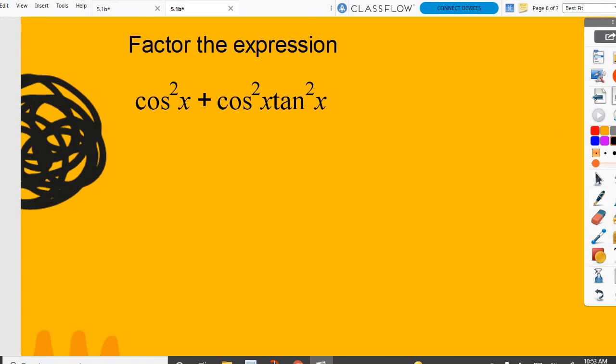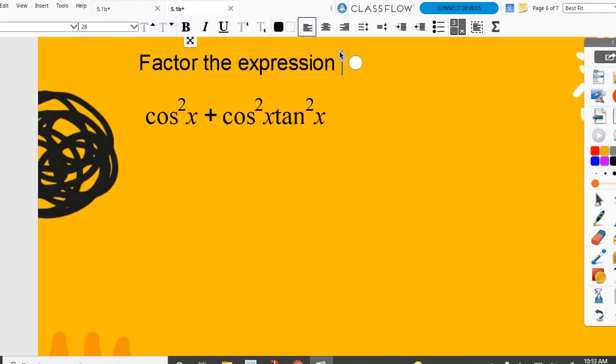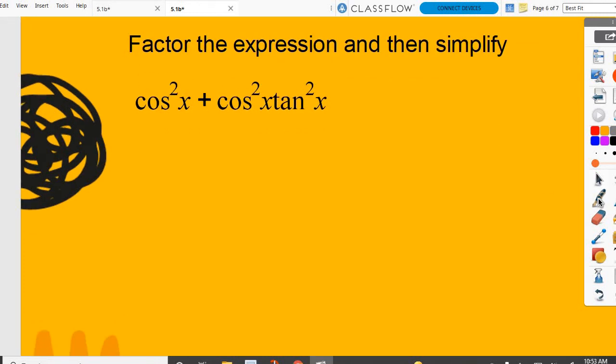So on this one, we will simplify this one. So factor and then simplify. So what's our first step going to be? Factor out a cosine squared because it is the what? Greatest common factor.